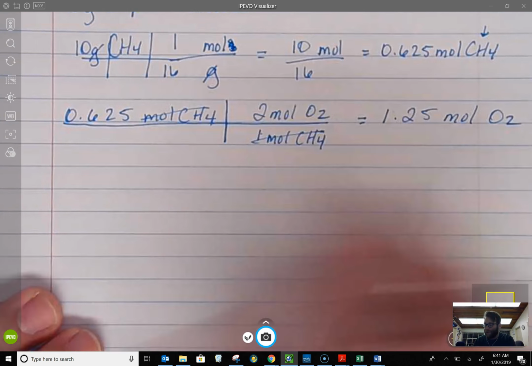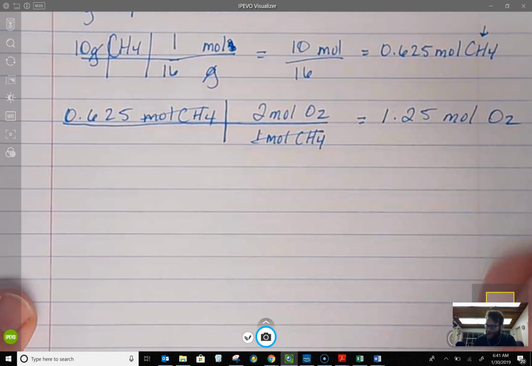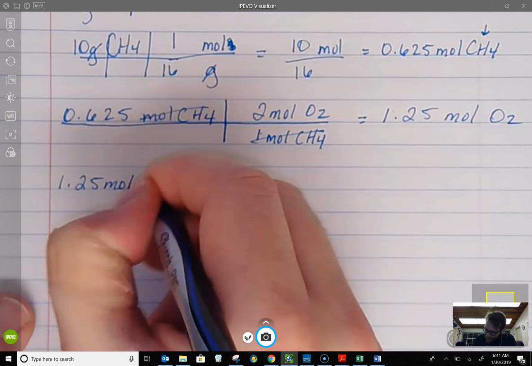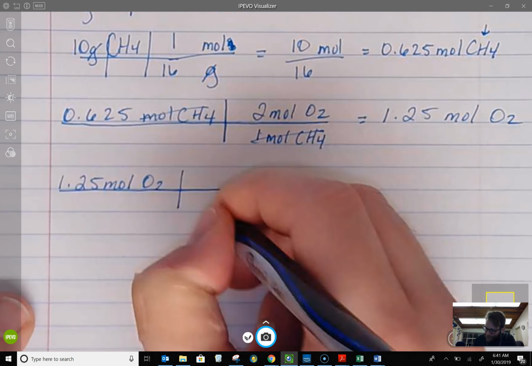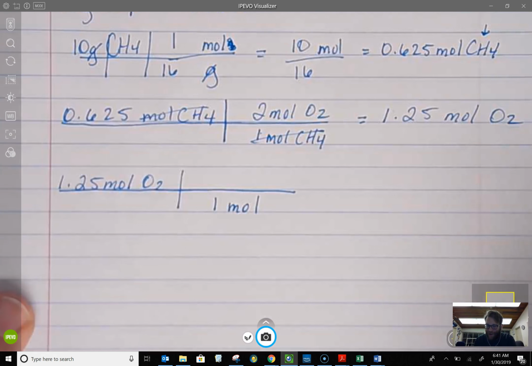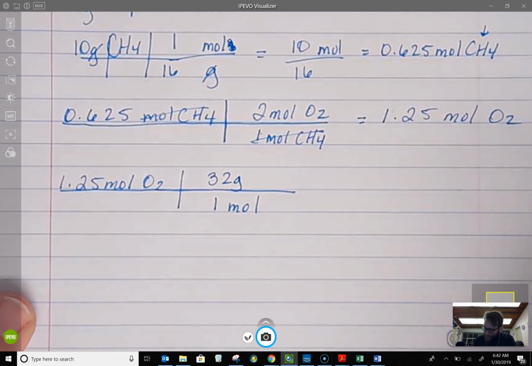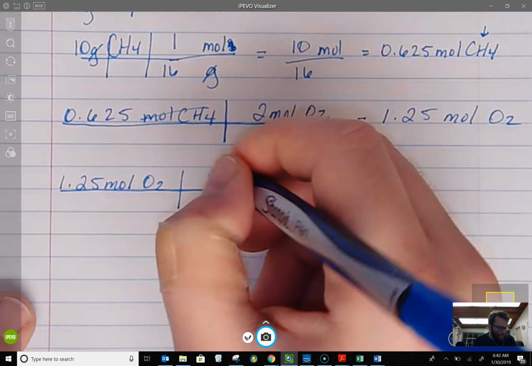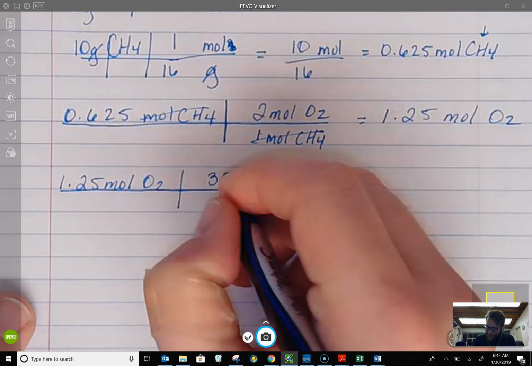Okay. So now that I know how many moles I need, I can figure out, lastly, how many grams I need. So I have 1.25 moles worth of oxygen, and I know that for every 1 mole of O2 I have a mass of 32 grams. Oh, sorry, that should be 36 grams. Oxygen is, wait, I'm blanking. No, I was right, 32. I don't know why I'm getting that wrong. All right, 32 grams.